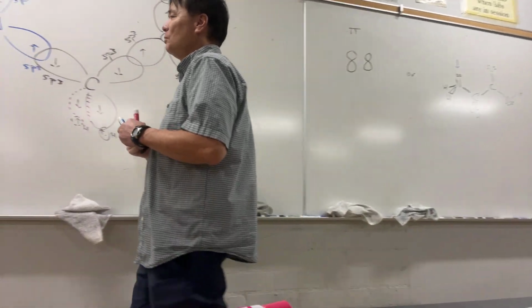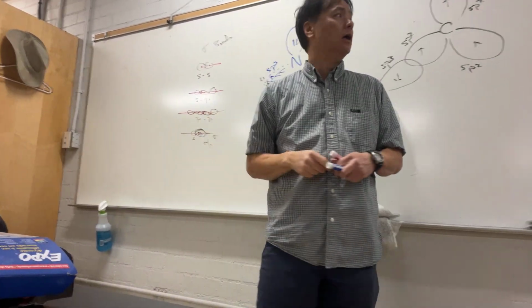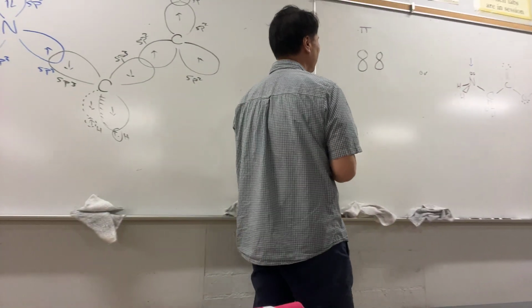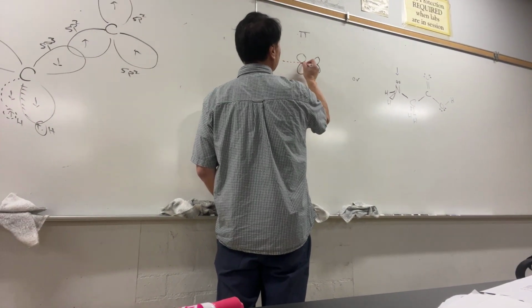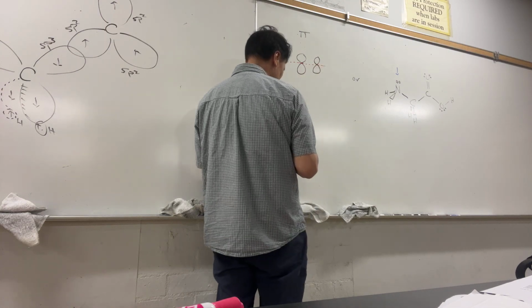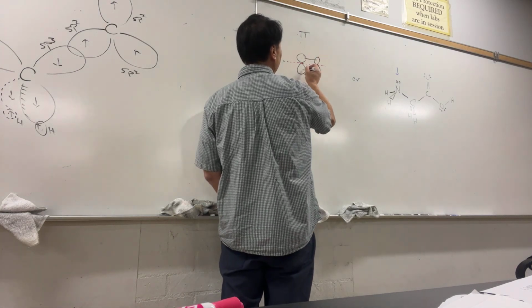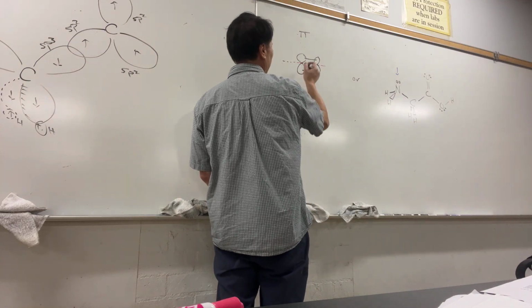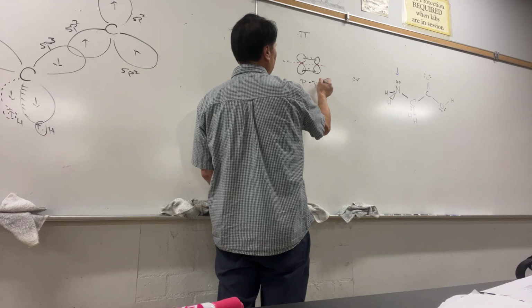If we bring the 2 p orbitals head on like this, then it forms a sigma bond. If we bring the 2 p orbitals like this, then it forms a pi bond. Because when we look at the internuclear axis here, the overlap doesn't occur within the internuclear axis. The overlap occurs above and below the internuclear axis. So this is what we call a pi bond. This would be a p-p pi bond.